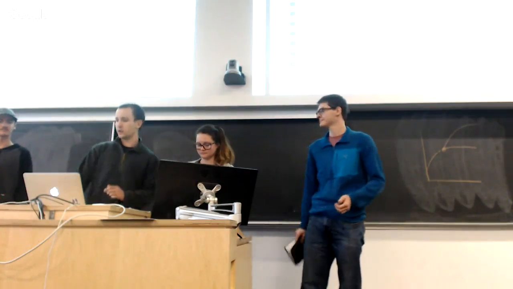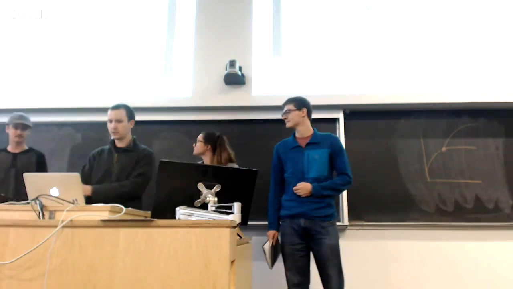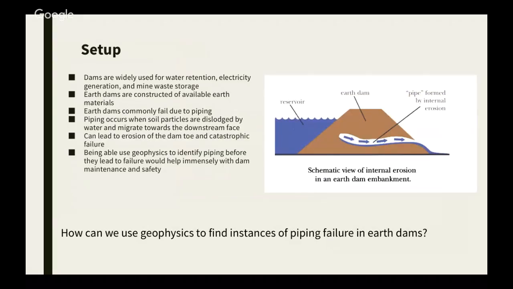All right, so we are team 2, and our app idea is to do with dams and identifying piping within dams. Everyone knows dams are widely used for water retention, electricity generation, and mine waste storage. A lot of these are earth-fill dams, basically constructed of whatever pore material they can find on the site. A common failure method for earth-fill dams is piping. Piping occurs when soil particles are dislodged by water and migrate towards the downstream face. This can lead to erosion of the dam toe and potentially catastrophic failure.